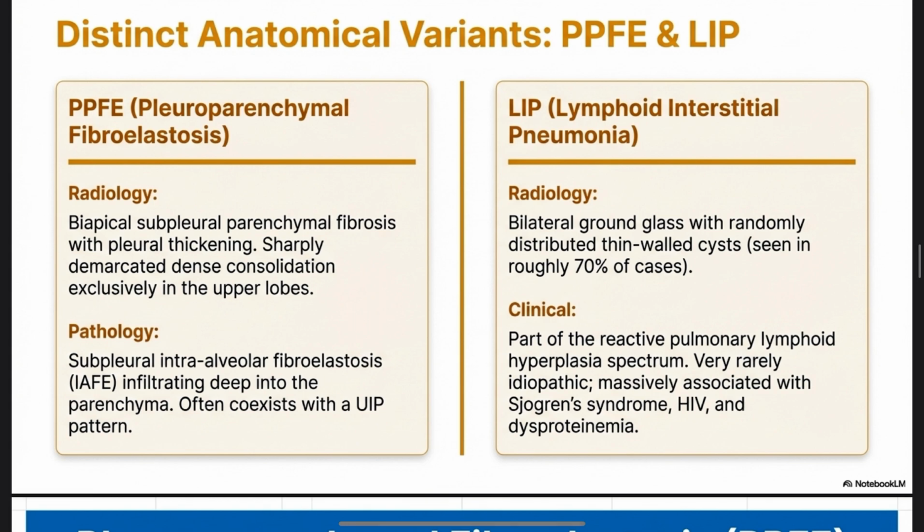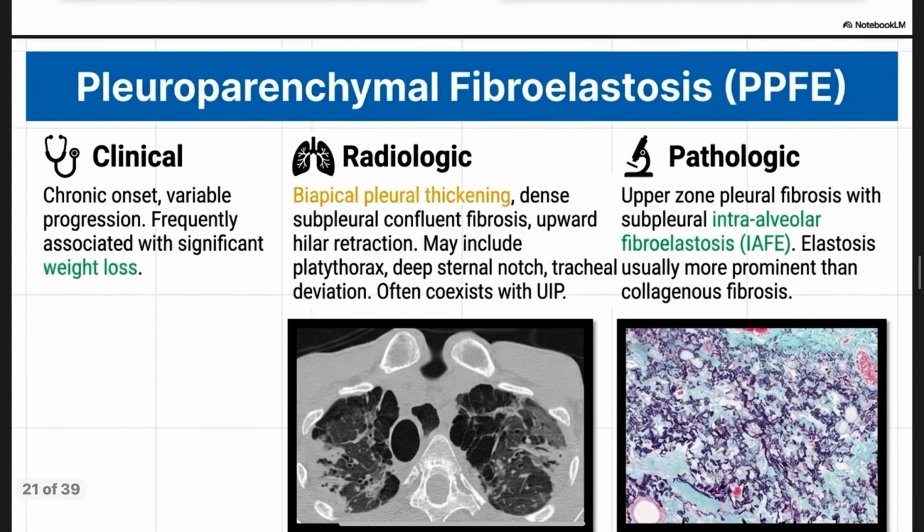And other rare forms of interstitial patterns are PPFE and LIP. PPFE is nothing but pleuroparenchymal fibroelastosis. Here there is sharply demarcated dense consolidation exclusively in the upper lobe, and there are subpleural intra-alveolar fibroelastotic changes. And LIP is going to be bilateral GGOs with randomly distributed thin-walled cysts, and they have to rule out always some lymphocytic predominant diseases like Sjogren syndrome, HIV and dysproteinemias.